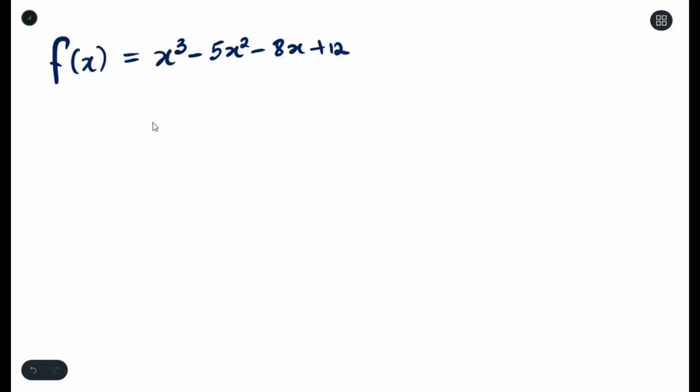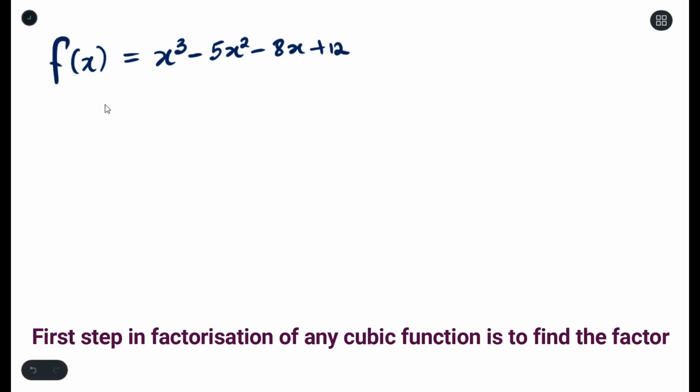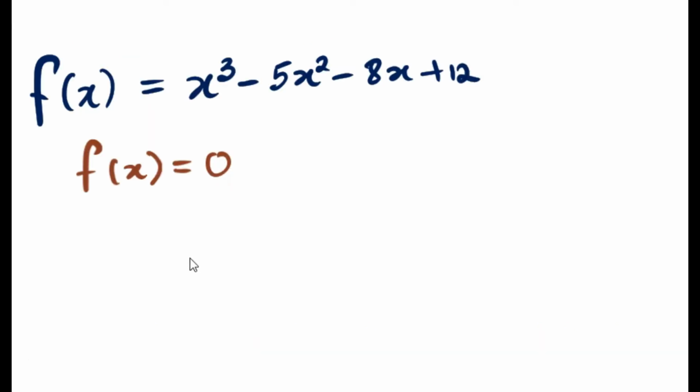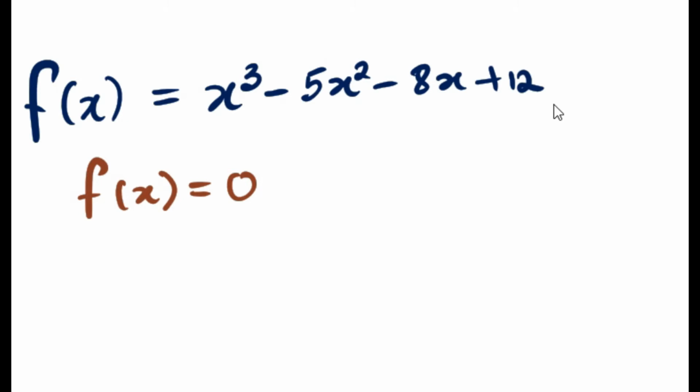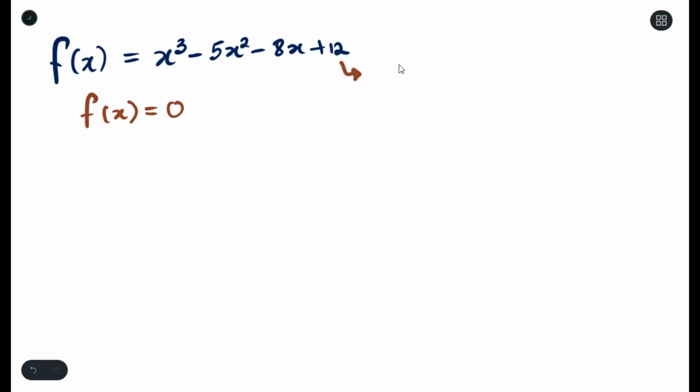So to factorize a question like this using factor theorem, the first thing we need to do is to get the factor. We are trying to find what value of x would give you 0 when you substitute into this equation. How to do this is to find the factors of 12, the last value you have over here. The factors of 12 are 1, 2, 3, 4, 6, and 12. You're going to substitute each and every one of these into this equation.